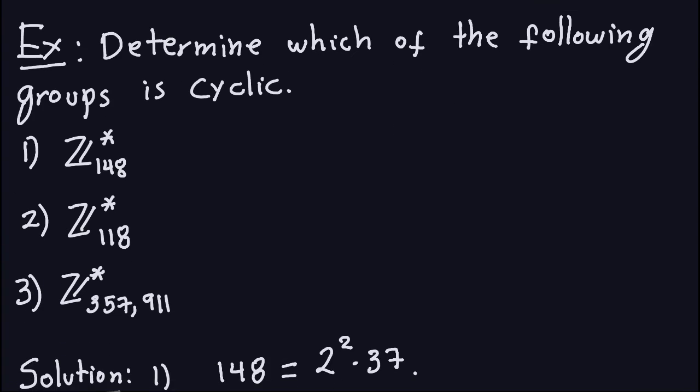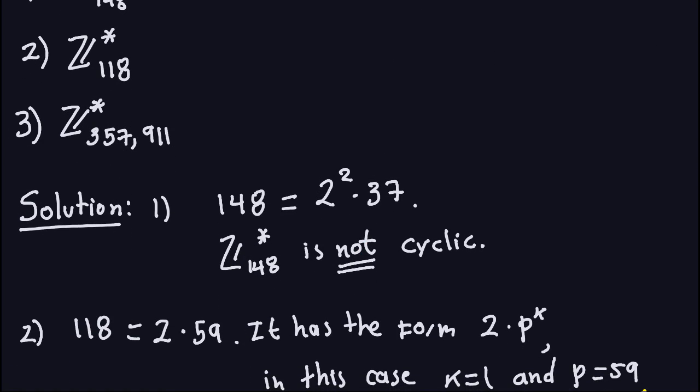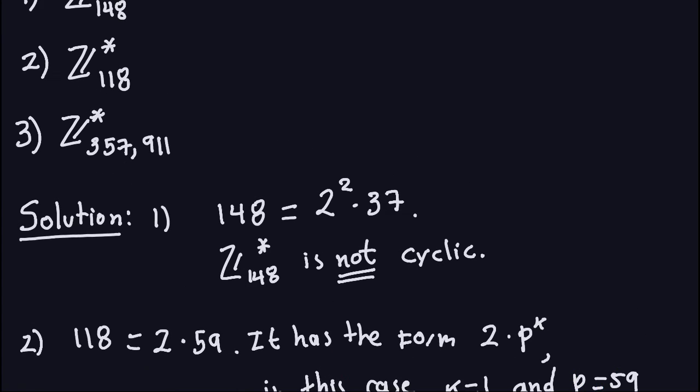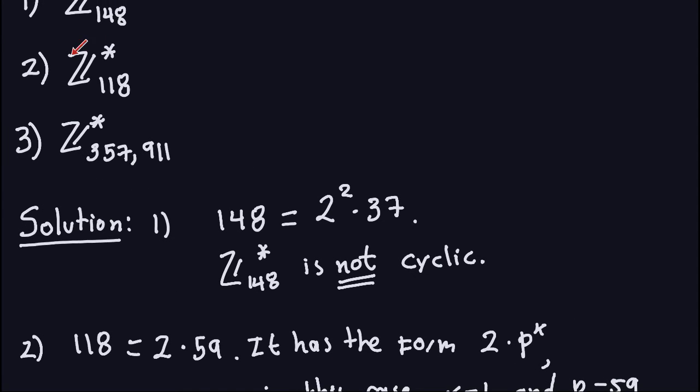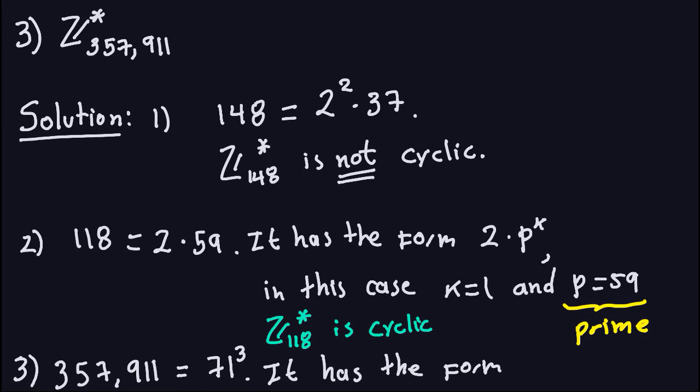So Z148 star is not cyclic. Let's look at the next group, this one, Z star 118. Again, you only look at the number: 118 is 2 times 59. It has the form 2 times a power of a prime. In this case, the power k here is 1, and the prime number is 59. So you have to make sure that the number here is, of course, a prime number. And therefore, that group is cyclic.